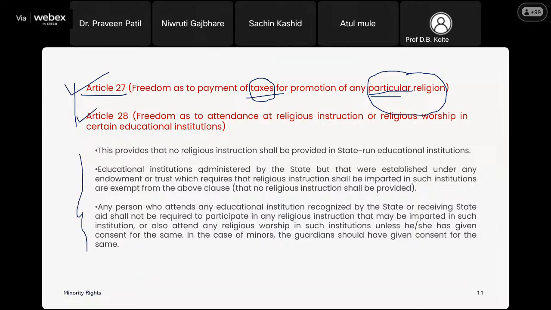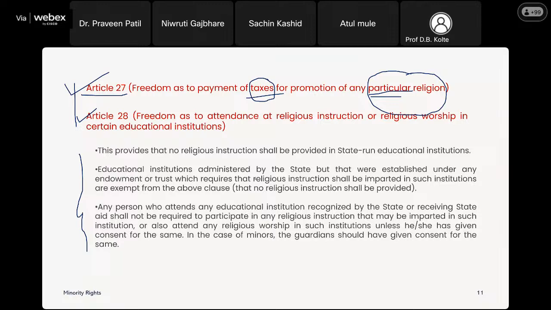Let us summarize. If a particular educational institution is receiving aid from the government, no religious teachings can be taught in that particular school. Second, and this is in fact an exception to the first one: even if an institution is receiving state aid, but the educational institution is founded under a particular trust, which is in fact for the promotion of a particular religion, as an exception, religious instructions can be taught there.